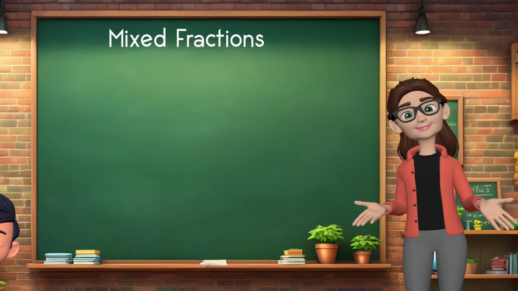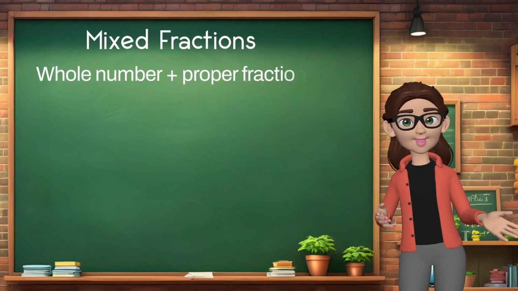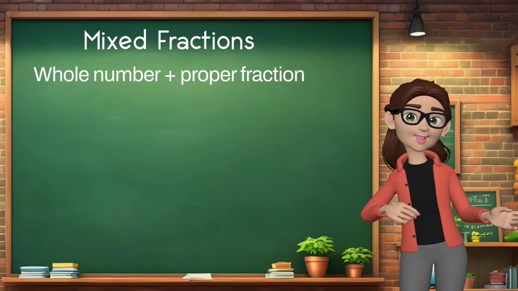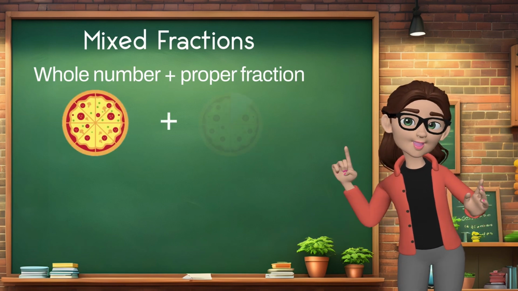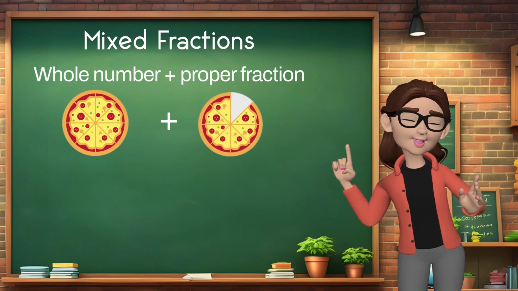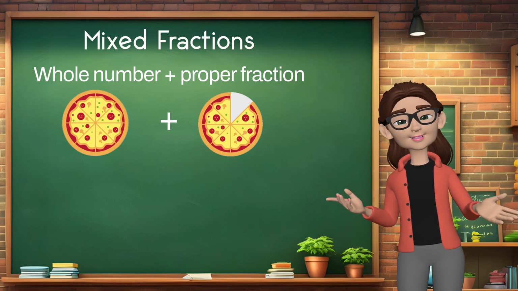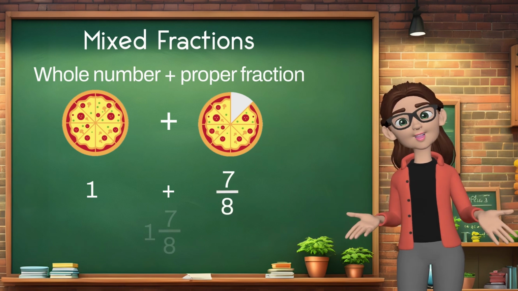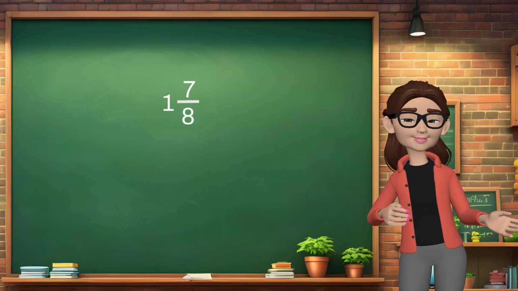Mixed fraction. A mixed fraction is a combination of a whole number and a proper fraction. It represents a quantity that is more than one whole, but not a whole number. A full 8-sliced pizza, and 7/8 of another pizza, is an example of mixed fraction, and it is written like this. Mixed fraction equals 1 whole plus part of 1 whole, equals 1 plus 7/8, equals 1 7/8.